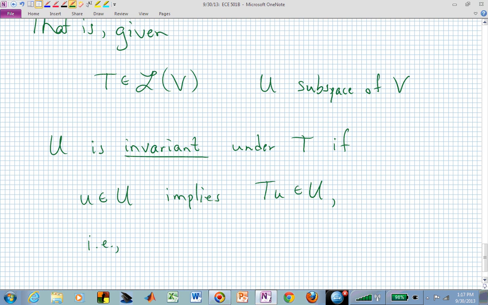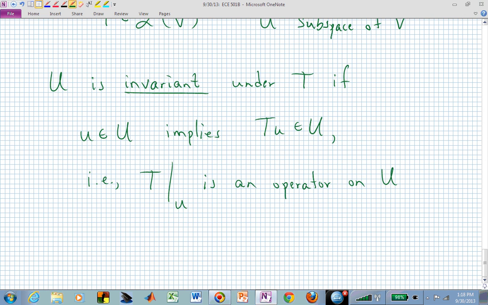Or that is, this linear map T restricted to U, using some notation from before, is actually an operator. An operator, remember, is a linear map that goes from itself back into itself. In this case, we're starting in a subspace and we're returning to that subspace. We're not leaving that subspace when we operate on it through this linear map T. So T restricted to U is an operator on U. It's not just an operator on V. T restricted to U is actually an operator on U.